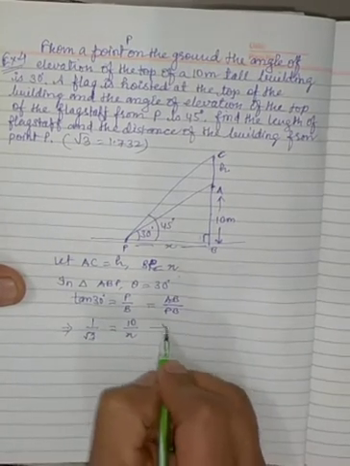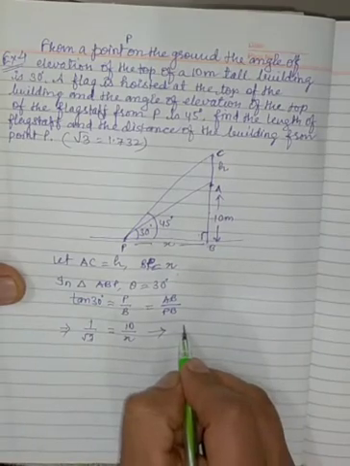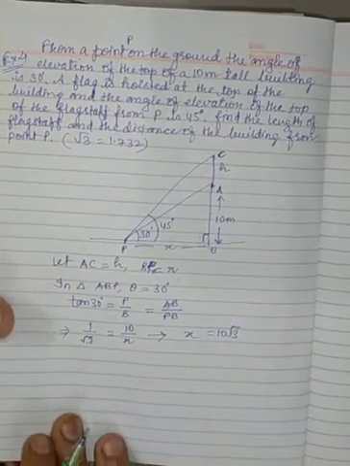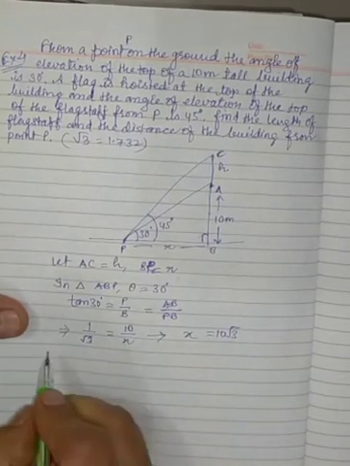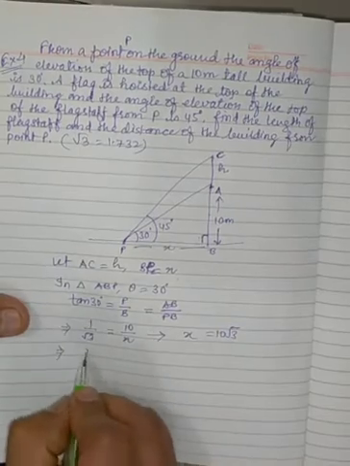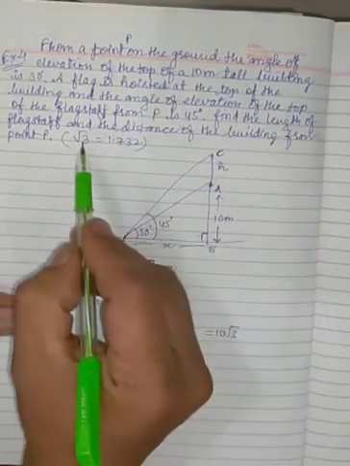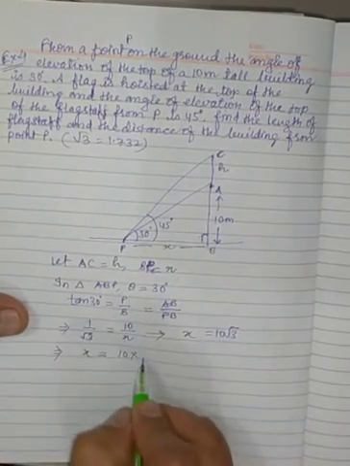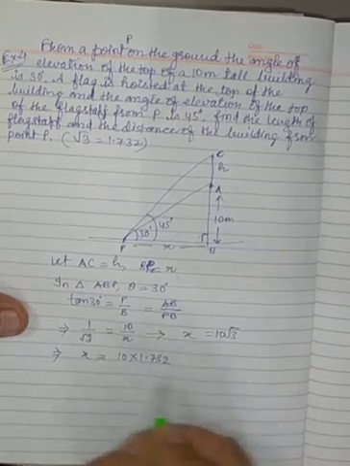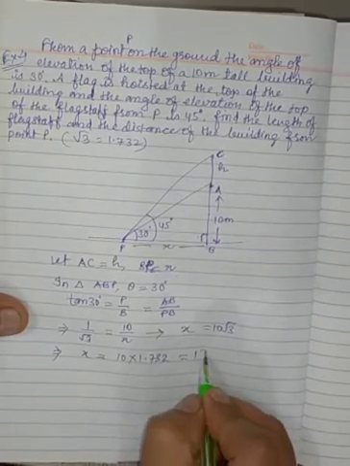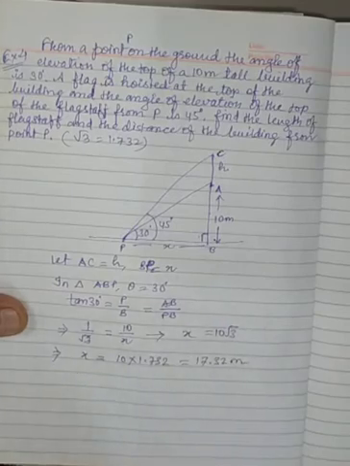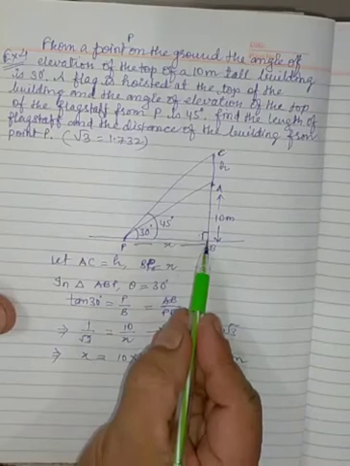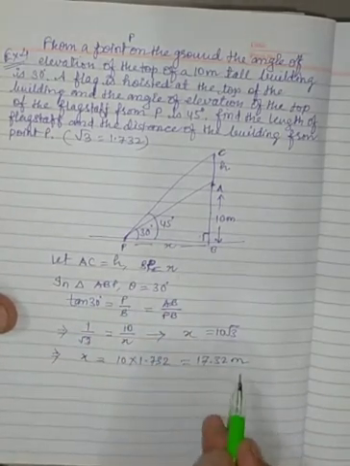So from here, cross multiplying, 1 into X is equal to 10 into root 3, that is 10 root 3. So X is equal to, as the value of root 3 we are given 1.732, X is equal to 10 into 1.732, which is equal to 17.32 meters. So this is the first answer we have got. The distance between the building and the point P is 17.32 meters.